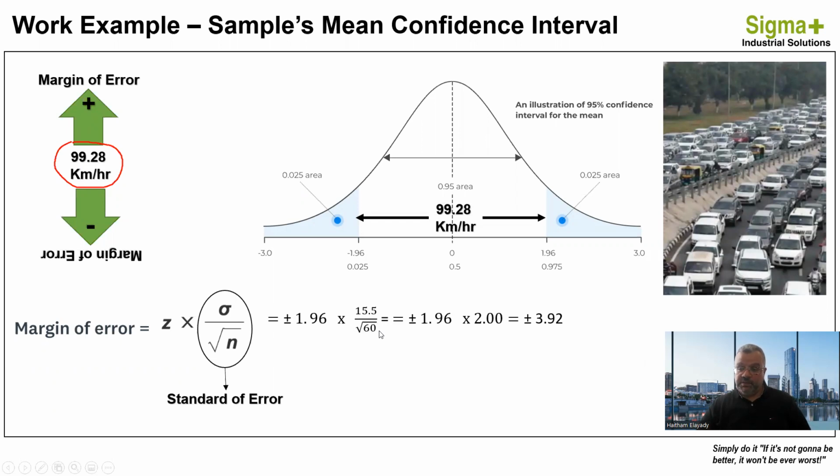Based on that, the margin of error will be plus and minus 3.92, which is plus or minus 4% of the average value. So I can conclude that the range of the population mean will be between 95.36 and 103.2 kilometers per hour. So again, if I collect 100 samples of readings, 95% of the samples will contain an average value dropping between 95.36 and 103.2, and there will be only a 5% risk of error.